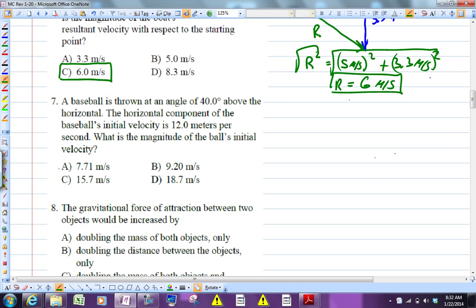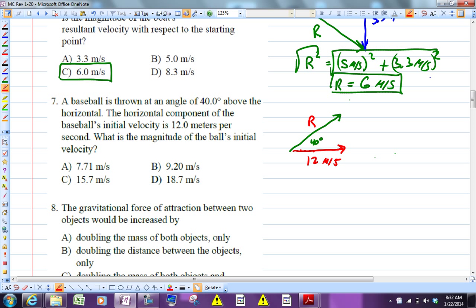In question 7, we have a baseball that's thrown at an angle, and we want to find the magnitude of the ball's initial velocity. So this is really a vector question. So what's going on is you throw the ball at some angle, 40 degrees. And you're given the horizontal component of the velocity. So you're told that the x part, this part, is going to be 12 meters per second. We want to know what the resultant is, or what the initial vector was.